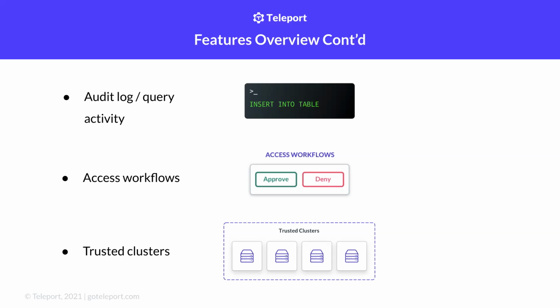Database access also has, obviously, first-class integration with other Teleport features, such as access workflows, which allow users to temporarily request elevated permissions, for example, if you want to access some particular piece of infrastructure, like a database in this case, that they don't normally have access to. And finally, trusted cluster support is also there, to provide unified access to the databases in different clusters or environments.